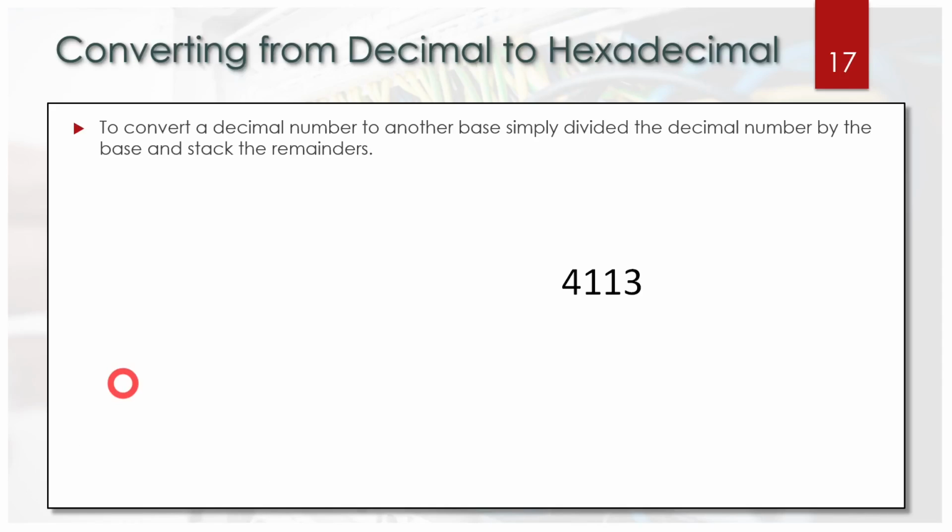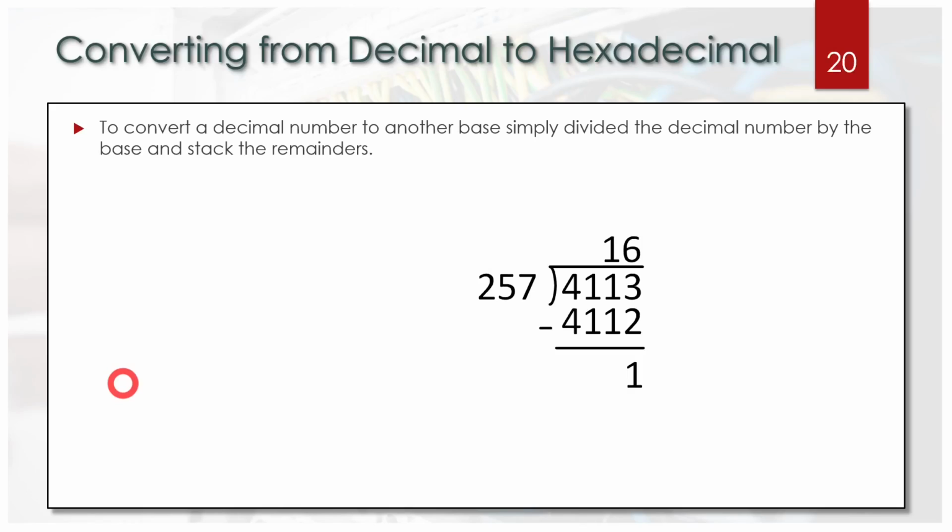Let's look at how we can convert that back. We're just going to use the same number, make sure that we can get back to the number that we started with. Now remember, our procedure is we're going to divide by the base now. So we're going to take our 4113 divided by 16. And if you take 16 times 257, you get 4112, which leaves us a remainder of 1. That'll be the first digit in our hexadecimal number.